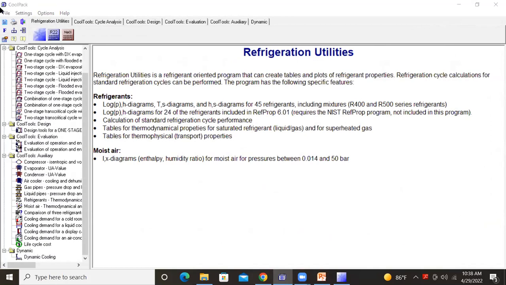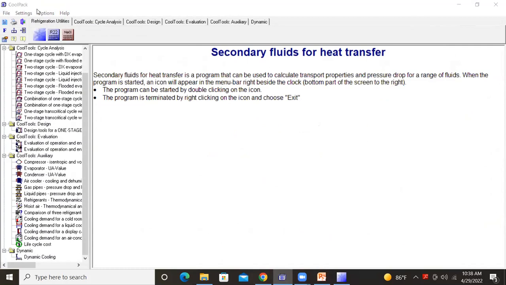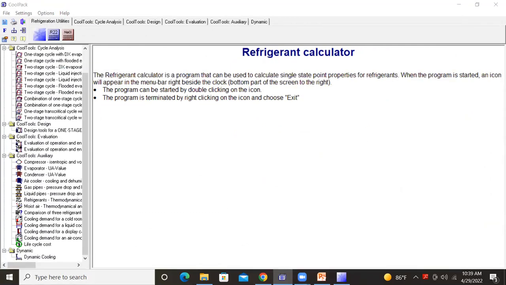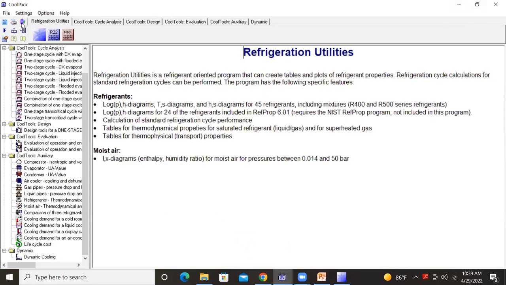You can see here, top left, the CoolPack symbol, the icon. Hope you can recognize this. You can download the latest version of this.